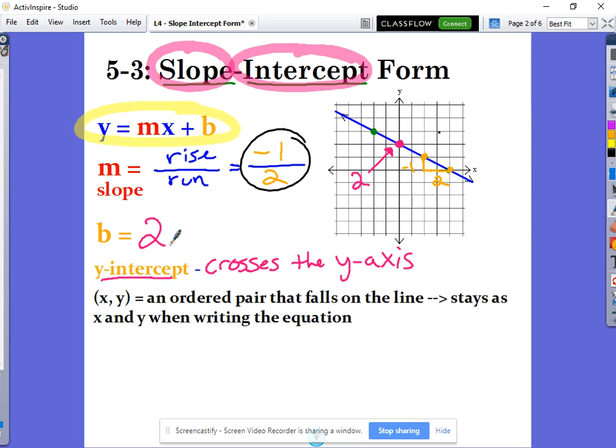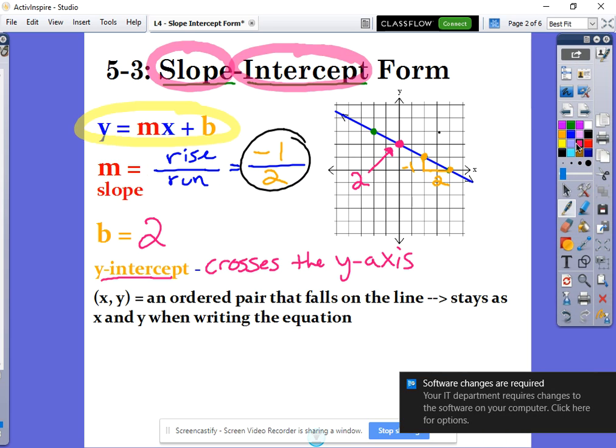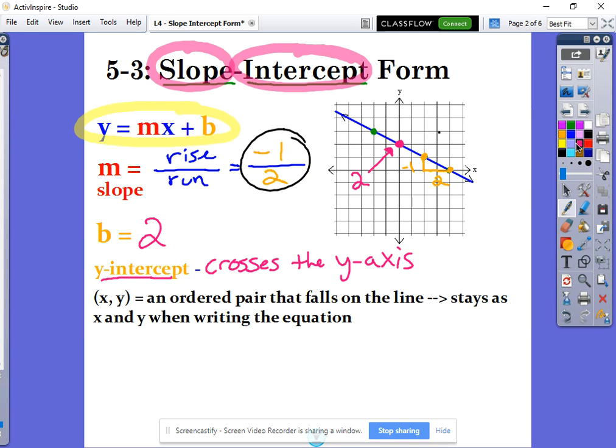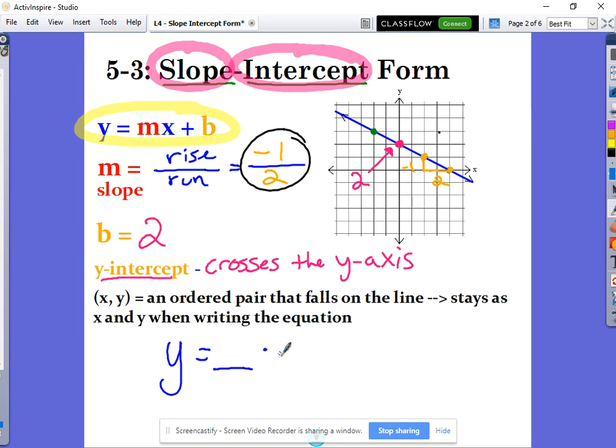Okay? So if we bring it all together and we write our line as an actual equation, we have to make sure we include the point. Okay, so first of all, we know that xy is an ordered pair that falls on the line, aka stays as x and y when writing the equation. So what we're going to do is we're going to go ahead and create our equation. Y equals something times x. Okay, something times x plus the b value.